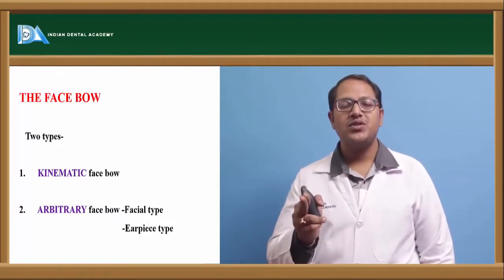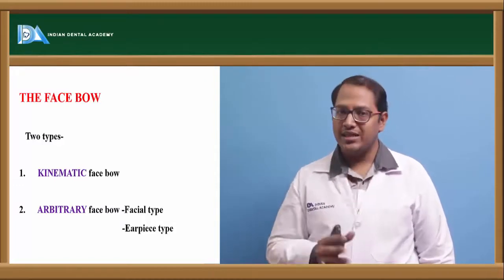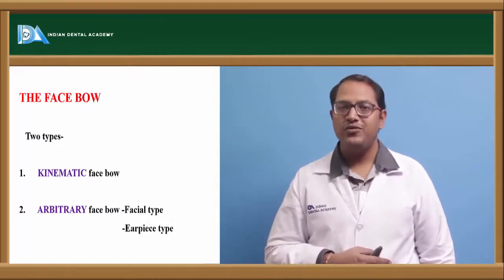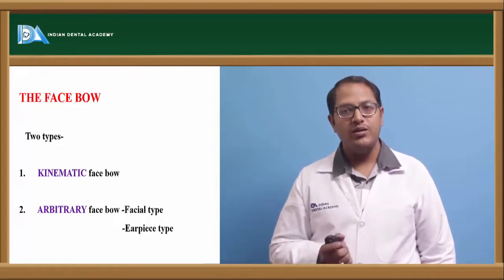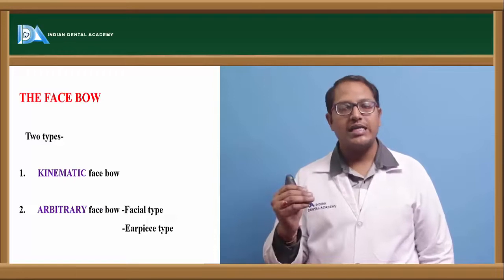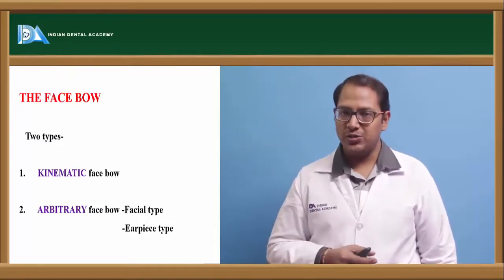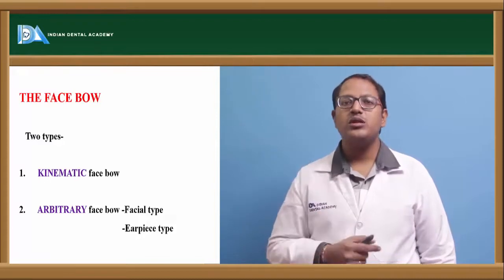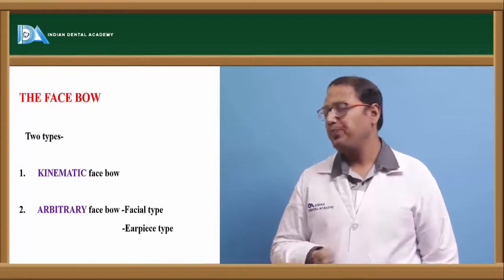And with that transfer to the articulator, you are supposed to mount the cast. So that exactly is the definition according to GPT-8, which says it's a caliper-like instrument used to record the spatial relationship of the maxilla to the base of the skull with the help of a reference point, to transfer to the articulator to mount the cast in the same relationship.